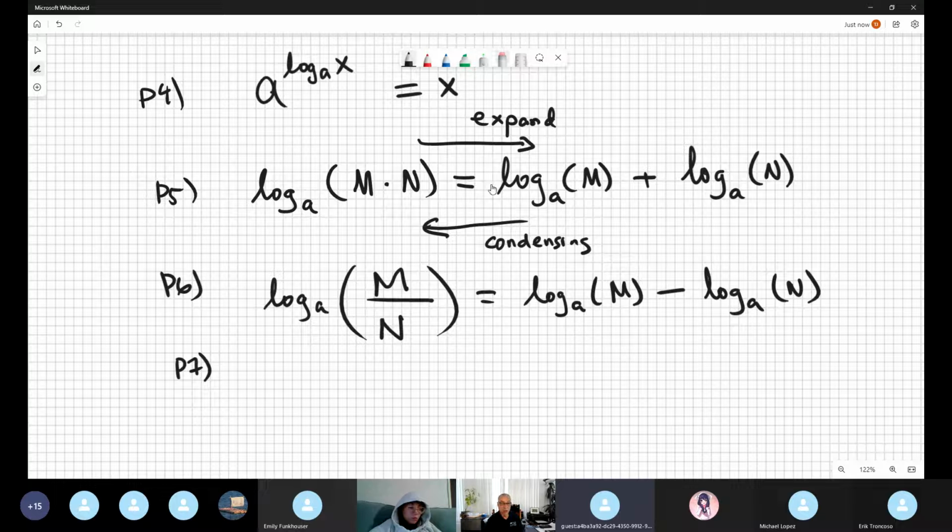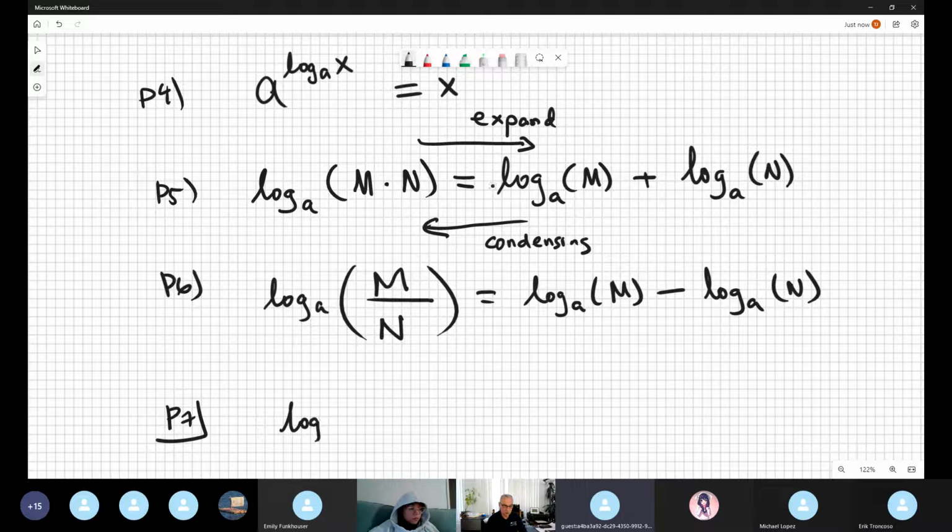Suppose, professor, well, you have a combination. You have, for example, multiplication and division. Well, it's similar. The only thing you need to know is when the multiplication is plus and when the division is minus. So you apply properties 5 and 6 together, for combining. And this is the super important property.